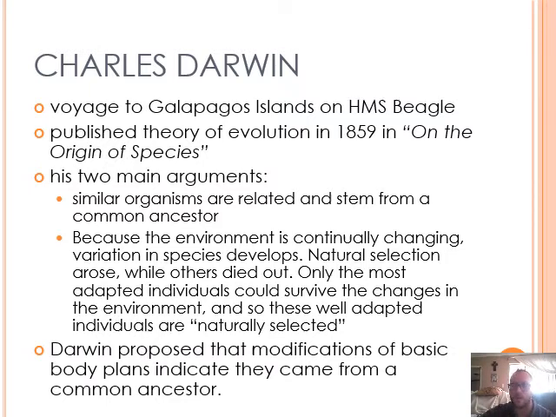So he had two main arguments though, and these are very important for you to understand: that similar organisms are related and stem from a common ancestor. And we spoke about that quite extensively in the last two sections of work. Okay, so if we all look similar, it means that we share some sort of common ancestor. And even if we don't look similar but we share similar characteristics, it also means that we came from a common ancestor. Because the environment is continually changing, variation in species develops. Natural selection arose while others died out. Only the most adapted individuals could survive the changes in the environment, and so these well-adapted individuals are naturally selected for. So, if I'm able to survive and I'm able to mate and my genetics get moved on, and those genetics are so different to everyone else's, I could ultimately cause a change in the population itself.